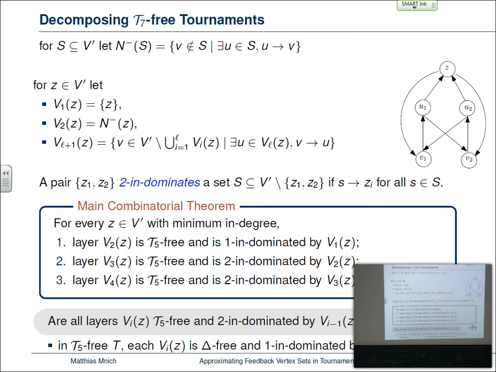So we could prove it only for the first five layers, whereas Kai, Deng and Zhang, for T5-free tournaments, could prove that all the layers are triangle-free. And we initially thought that we could lift this result.